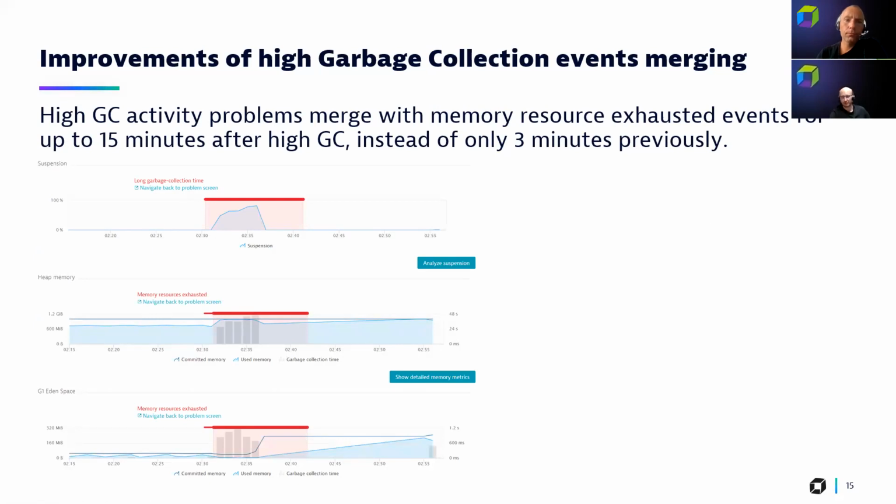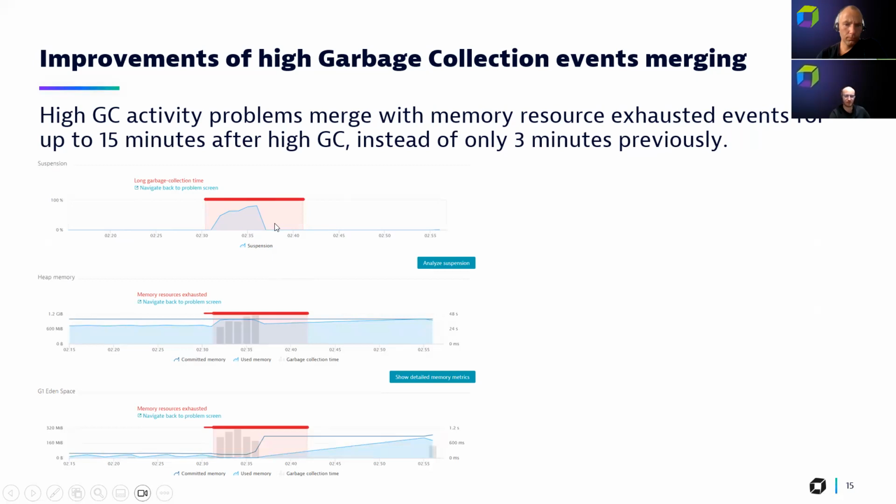We also improved our memory resource exhausted events correlation together with high GC activity problems. Now, instead of waiting only 3 minutes, we increased the event analysis period up to 50 minutes. In this screenshot, we have just two different events example from a host entity.